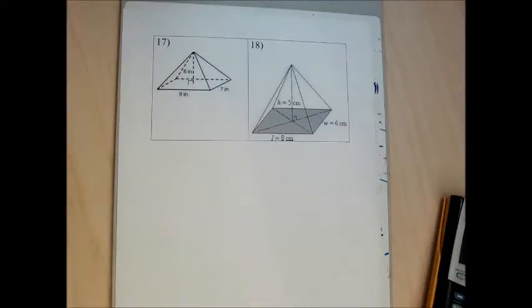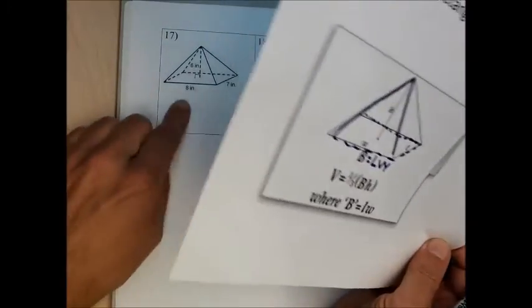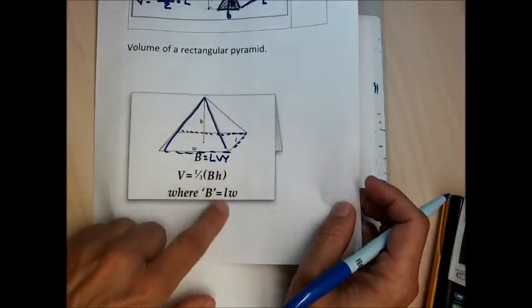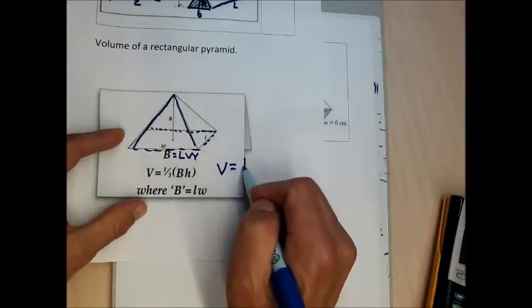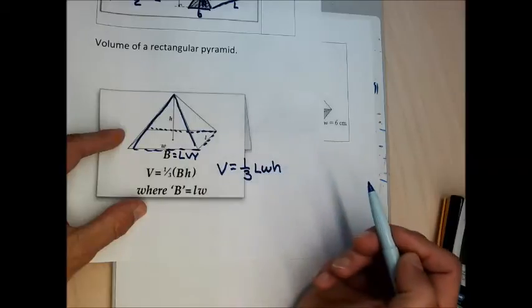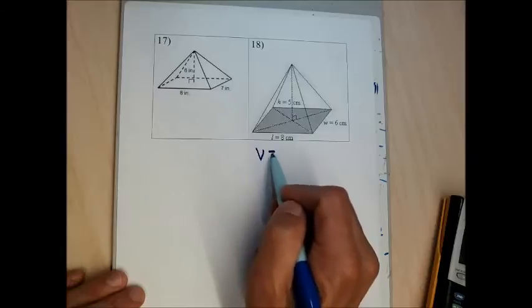17 and 18 are rectangular pyramids. They're pyramids because they come to a point. They're rectangular because the base is a rectangle. And my formula is going to be 1/3 the length times the width times the height. So this formula should be volume is 1/3 the area of the base, which is length times the width, times the height. That's the formula that I'm going to use when I go to find the volume.